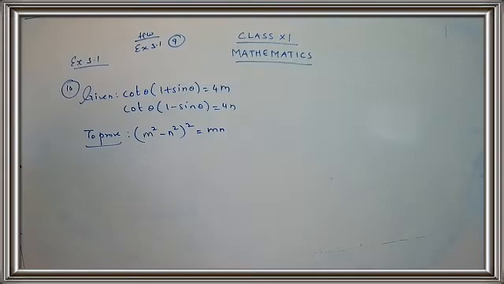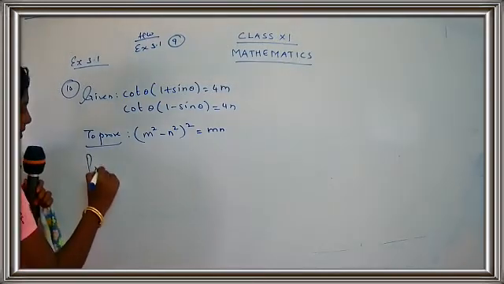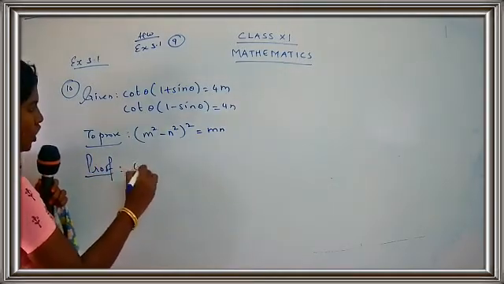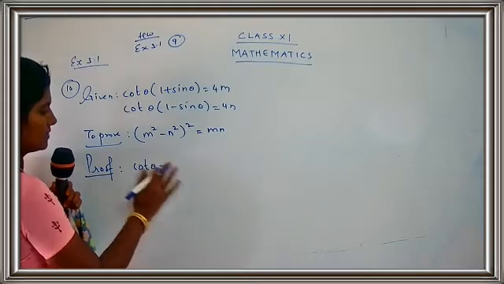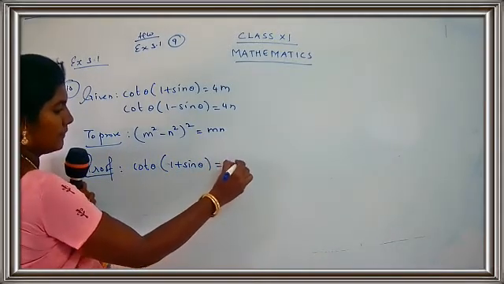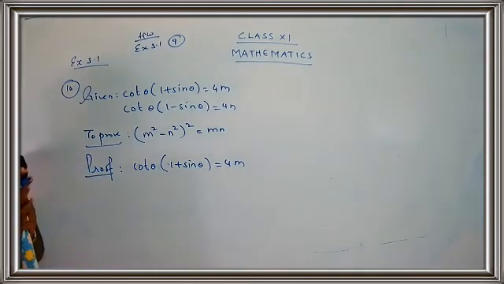Okay. Let's go for the proof part. Let's start with the proof part. I'm just going to take the given part. First, I'm going to take the first part. I'll take cot theta into 1 plus sine theta is equal to 4m. This is the given part, children. Just listen to me carefully. I'll give you time to solve.